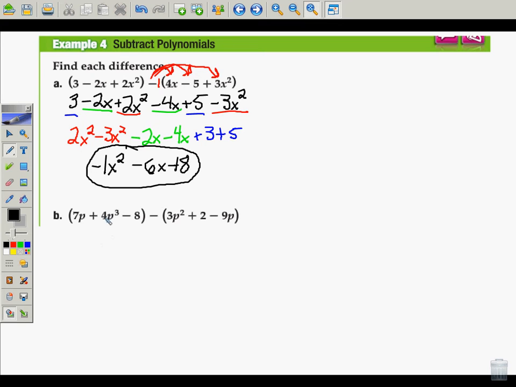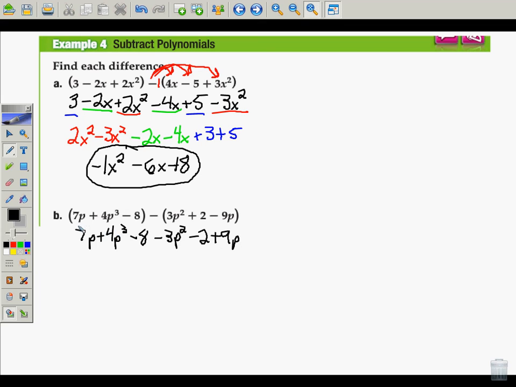Second one, same thing. Rewrite the first step without the parentheses, so it's going to be 7p plus 4p cubed minus 8. Then we've got to distribute my negative sign to everything in parentheses, so I get negative 3p squared minus 2 plus 9p. Switch the signs of everything in the parentheses. Then I find my like terms.